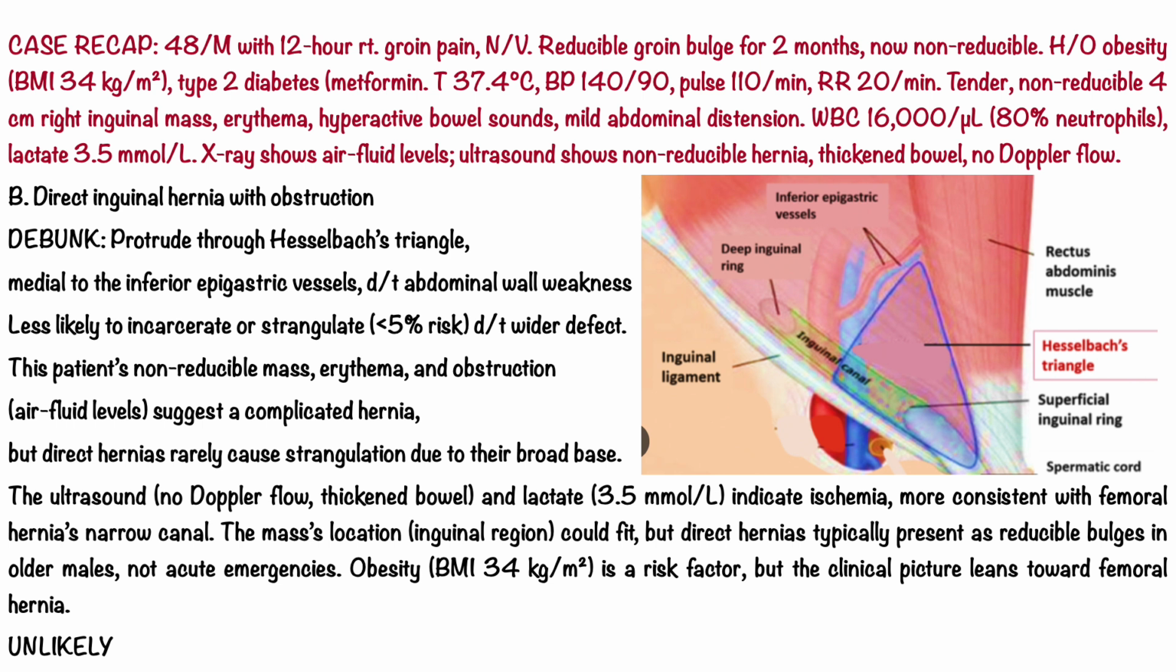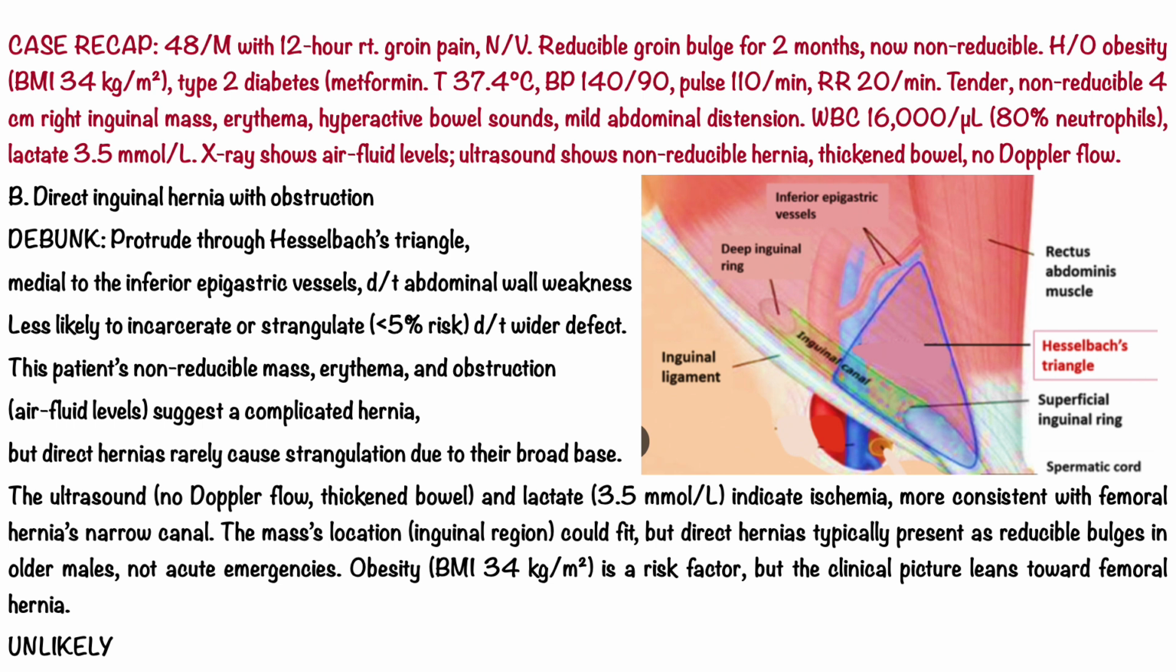The contents protrude from this triangle due to abdominal wall weakness. It is less likely to incarcerate or strangulate, less than 5% risk, due to the wider defect. This patient has a non-reducible mass, erythema, and obstruction, suggesting a complicated hernia, and this is a case of complicated hernia. But direct hernias rarely cause strangulation due to their broad base. It is very rare, right? So this also might not be the case.